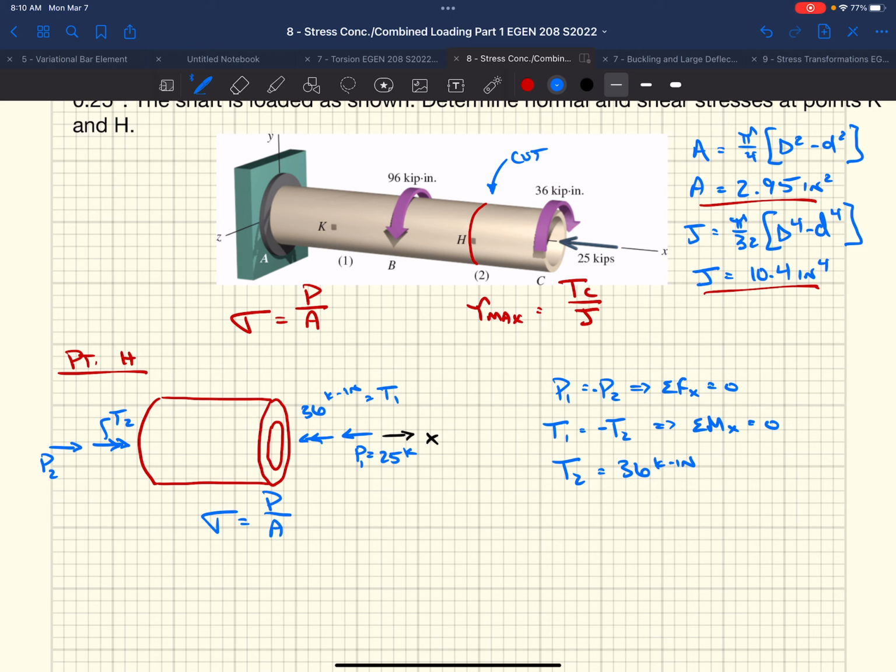Normal stress is force over area, negative 25 kips divided by 2.95 inches squared. What does that mean? Well, we have negative 8.49 KSI. What does that mean? Well, that means we're in compression, right?